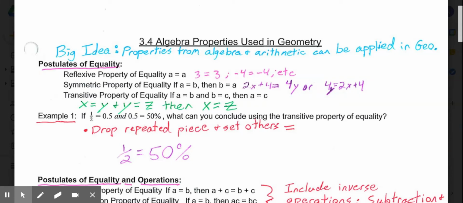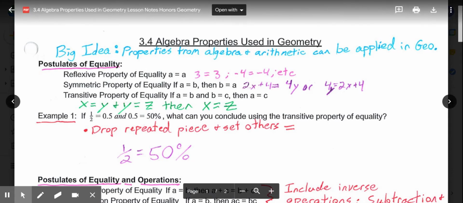Welcome to Lesson 3.4, Algebra Properties Used in Geometry. The big idea for this lesson and our goal is to make sense of the idea that properties from algebra and arithmetic can be applied in geometry. The properties that you've been learning throughout middle school and earlier in high school can also be applied to geometry. Here is a refresher of a few of these properties.